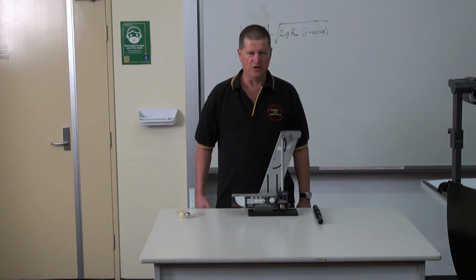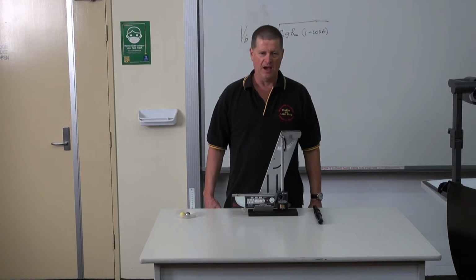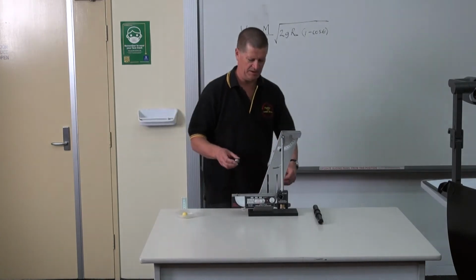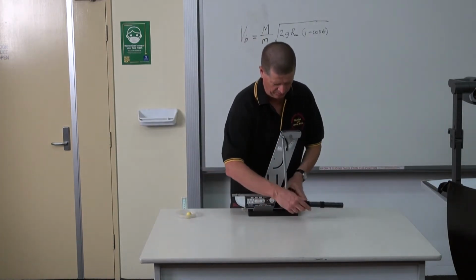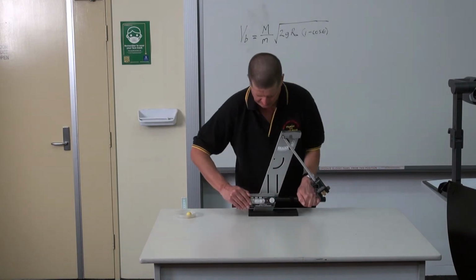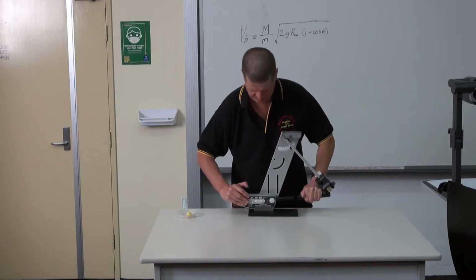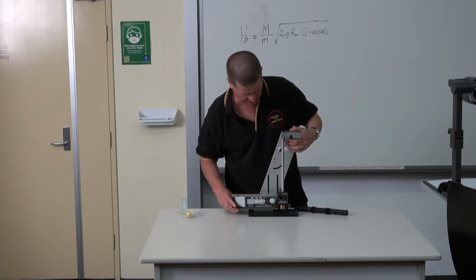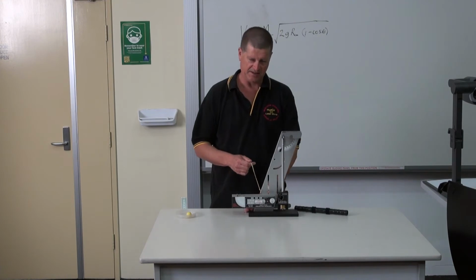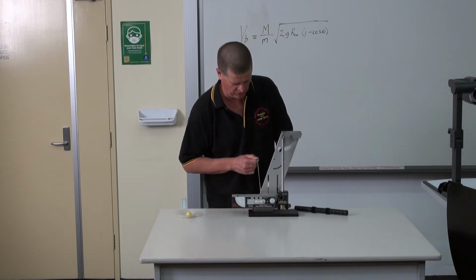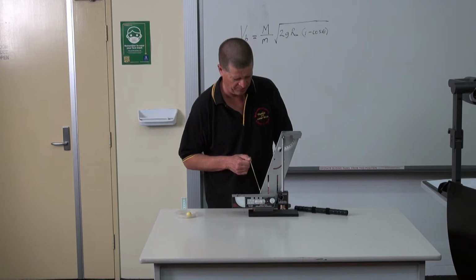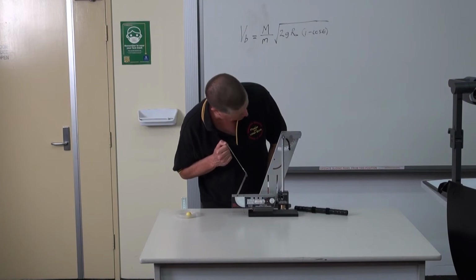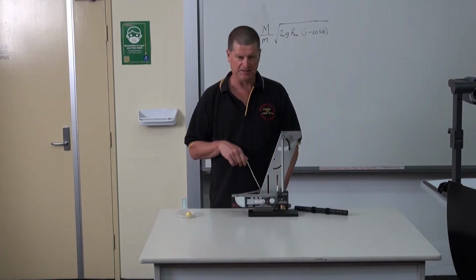So this is using conservation of momentum. Momentum before equals momentum after. What we can do is we set the marker at 0 and we release this projectile launcher, and the ball bearing will get fired into the catcher. And we've got an angle of 36 degrees.